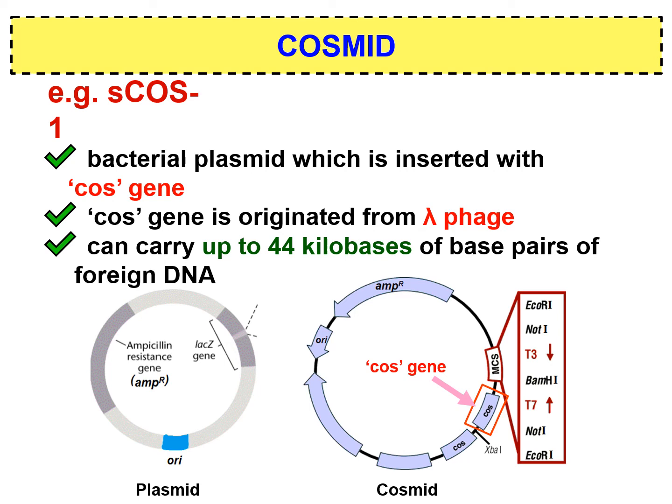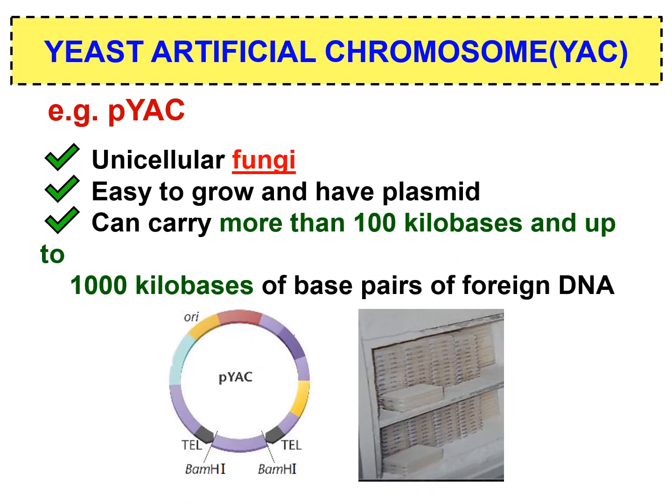Cosmid is a bacterial plasmid which is inserted with the cos gene. The cos gene originated from bacteriophage, lambda phage. It can carry up to 44 kilobases of gene sequence. An example of yeast artificial chromosome is YAC. Yeast are unicellular fungi. They are very easy to grow and also have plasmid. And they can carry more than 100 kilobases, up to 1000 kilobases.